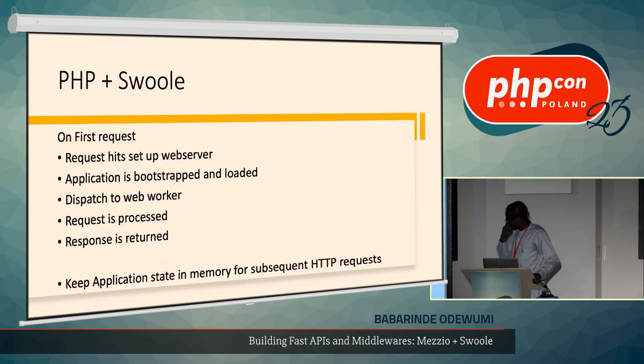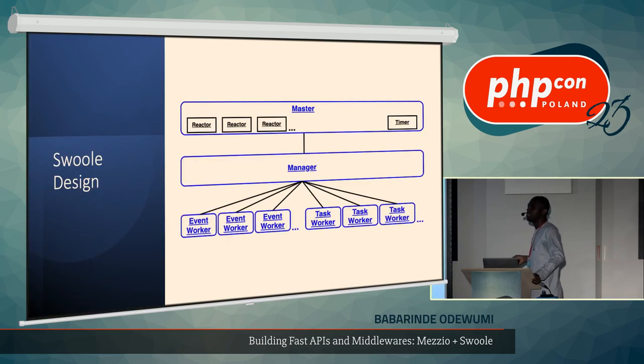Now, on Swoole's first request, it will basically do the same thing. It will hit its own web server, bootstrap the application if you've structured it well, dispatch a web worker, we'll talk about this, process the request, and the response is returned. Now, the next request that you make to Swoole doesn't need to bootstrap the application, and the application is already residing in memory.